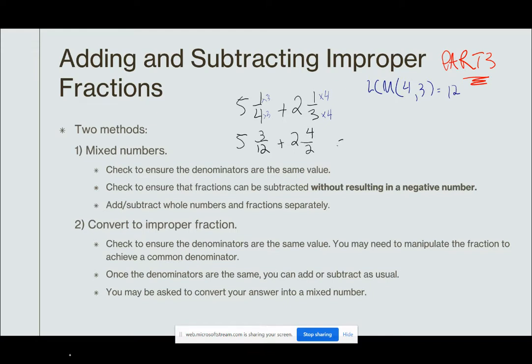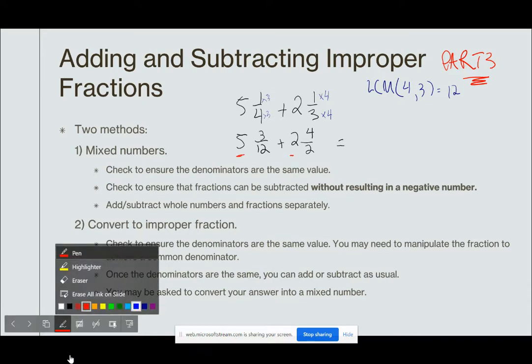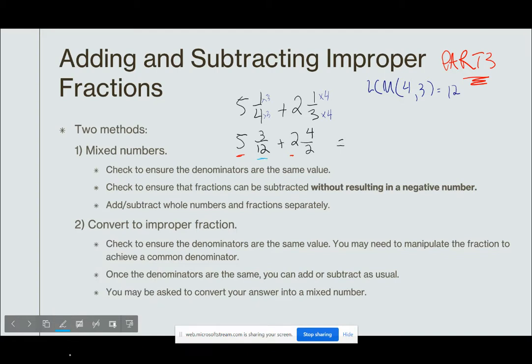Great. So like I had mentioned, I want to treat my whole numbers and my fractions differently. It's almost like two little sub-addition problems. So I'm just going to highlight the fractions in that cyan color and the numbers in red. I'm going to start with the whole numbers. 5 plus 2 equals 7. And then I've got 3/12 plus 4/12.